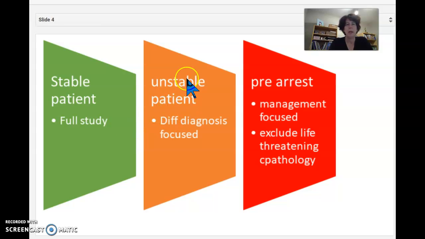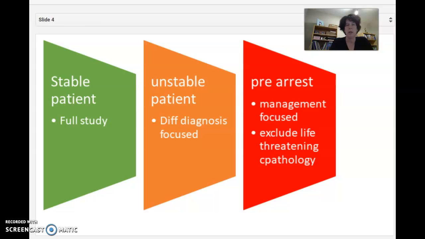For your unstable patients, and I'll define that a little bit more later, I'm going to create a differential in my head as to what I think is going on with this patient, probably, and then I will scan to try and find answers. And then there will be my pre-arrest patient. My pre-arrest patient, I'm going to try and make sure that there's nothing that is a treatable life-threatening pathology. And I'm going to titrate my management based on my echo. So I'll be doing repeated imaging to see if what I'm doing is working.